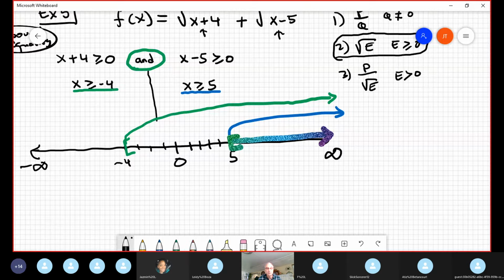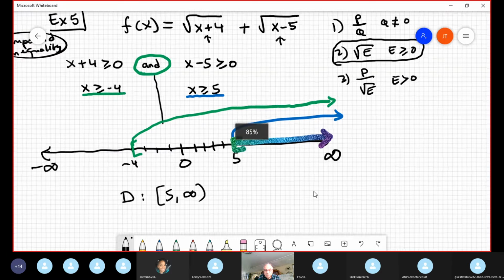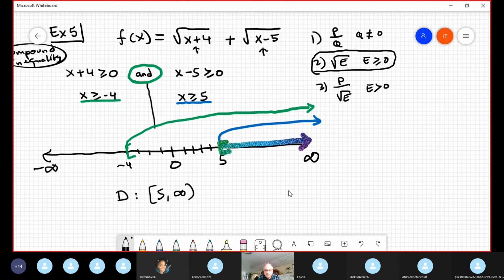Okay. Therefore, domain is bracket 5, comma, infinity. End of story. Let me spend some seconds to understand the idea. Look. Let me pick one arbitrary value here. Suppose 6. So you plug in 6 here. 6 minus 5, positive. Nice. And 6 plus 4 is positive.